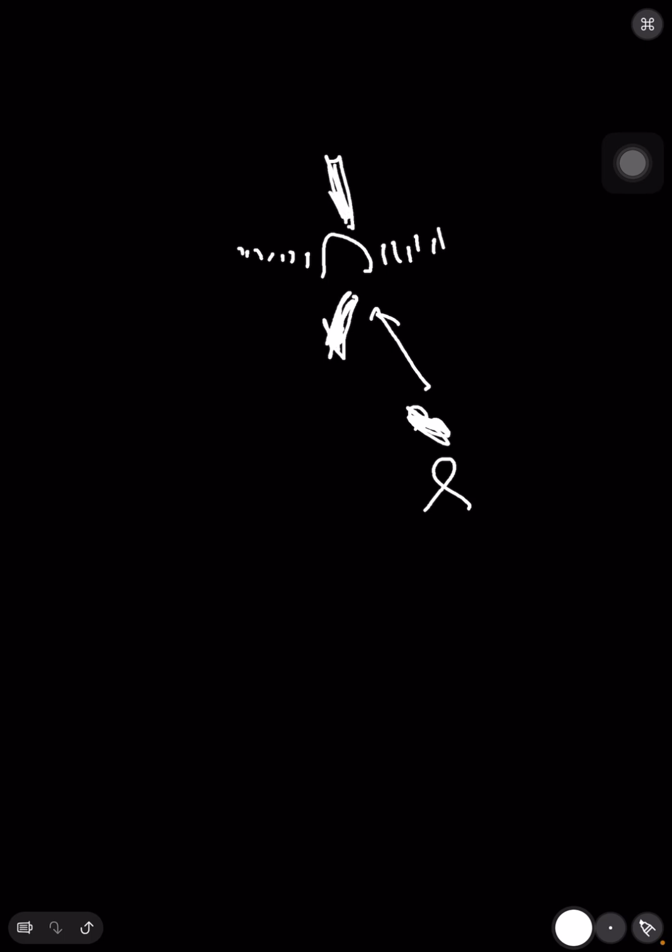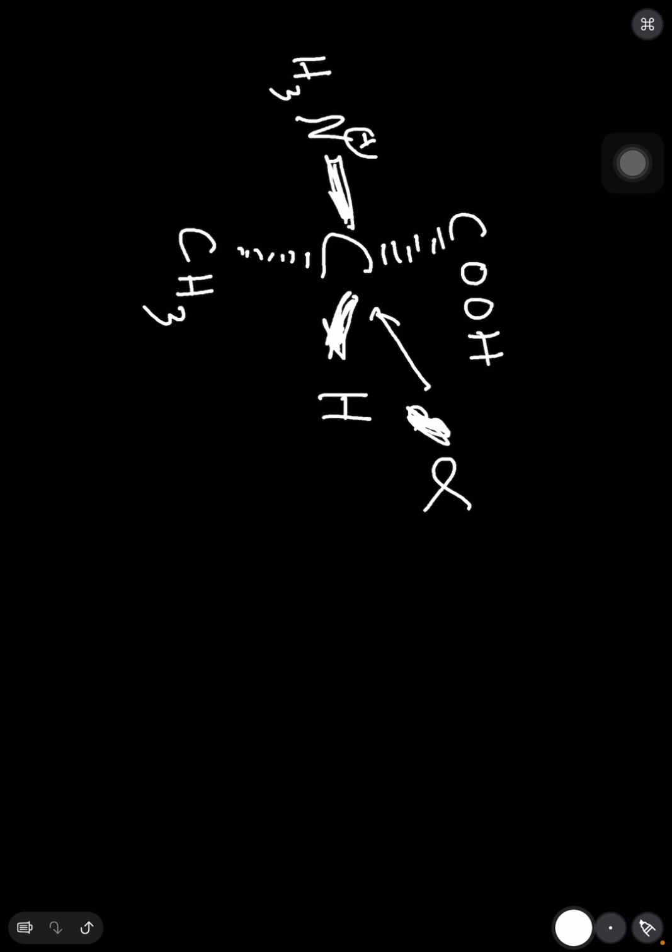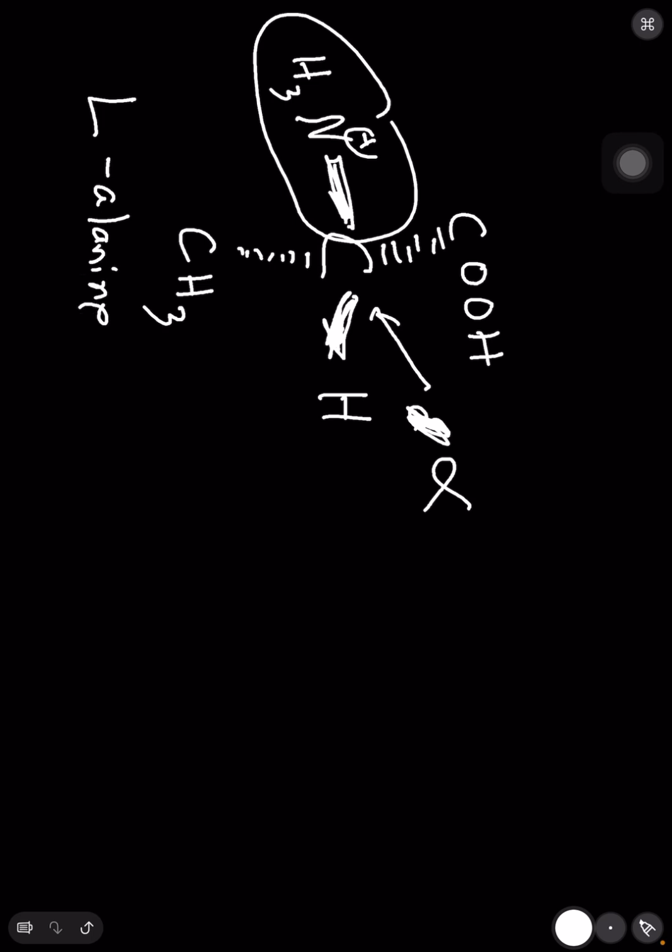All right, so your carboxy group, let's just say we had the protonated version there, goes up on top. Your side chain goes on the bottom, and then you have 2 groups left: the amino group, the amino terminus, and the H. If it's in this form where the amino group is on the left-hand side, that's the L version. This would be L-alanine.